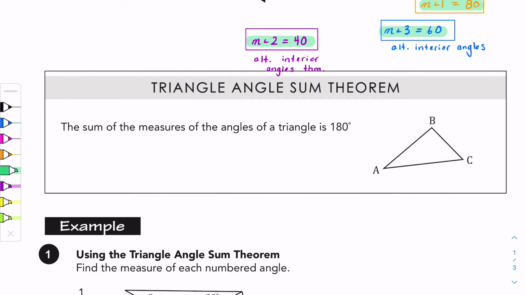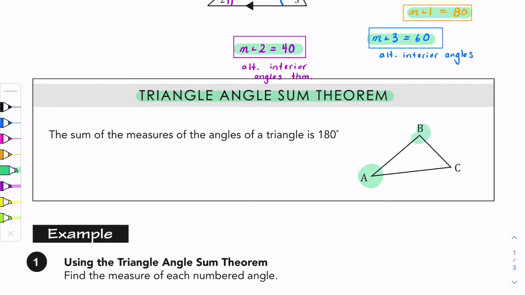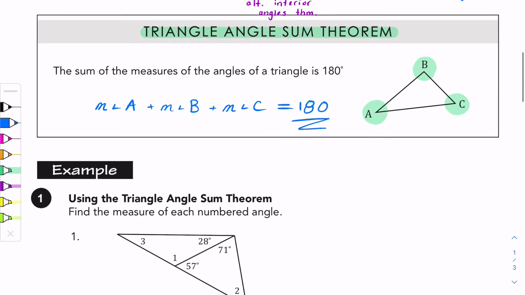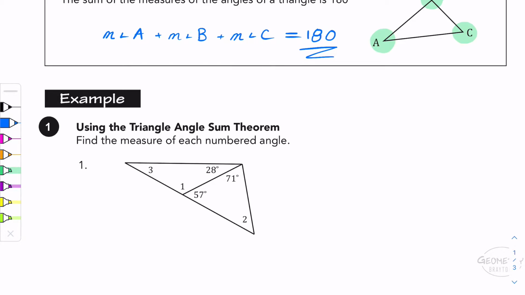The first theorem that we're going to go over today is the triangle angle sum theorem. So this theorem states that the sum of the measures of the angles of a triangle is 180 degrees. That's telling you that if you add the measure of angle A plus the measure of angle B plus the measure of angle C, they will equal 180 degrees. Using this theorem, let's look at the first example.